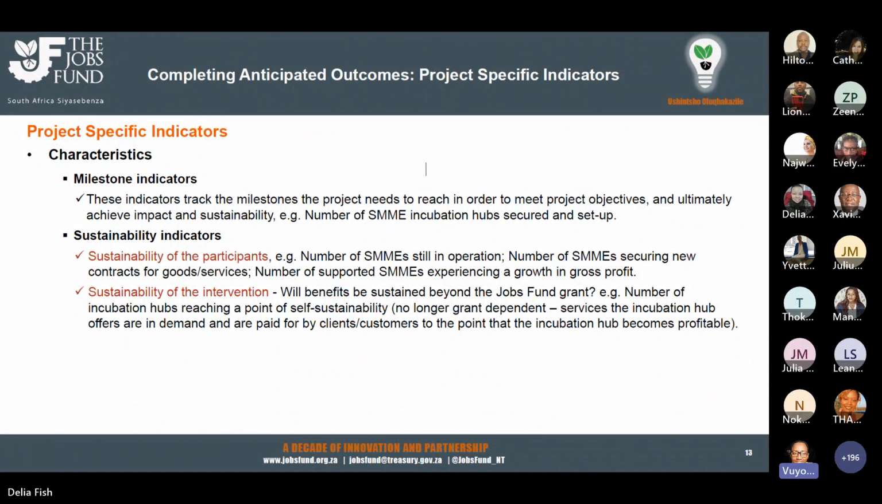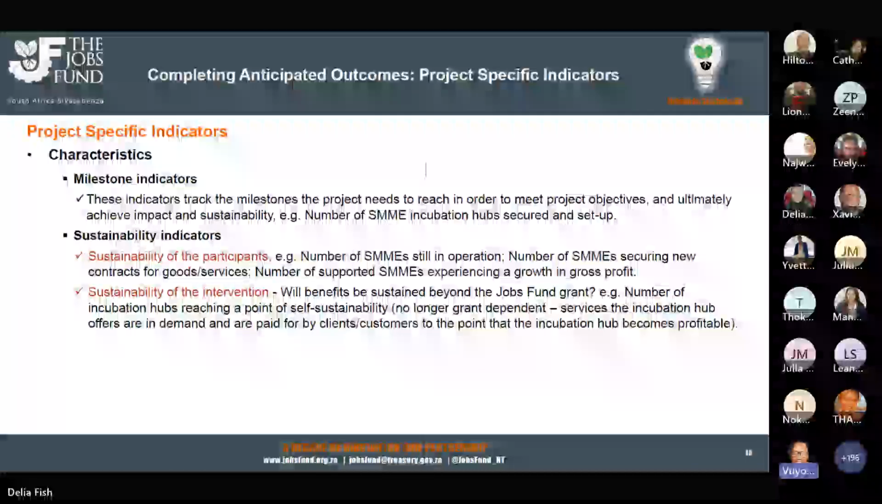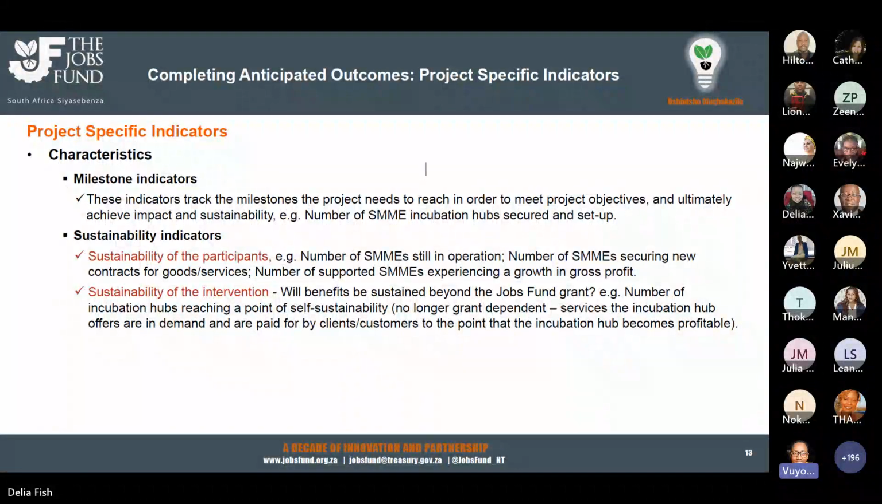Now, these are made up of two parts. The first part is the milestone indicators that I spoke to earlier. These are the milestone indicators that automatically pull from each activity category that you would have completed. So they will just automatically pull into this particular section where we are now completing the anticipated outcomes. But the second category, project-specific indicators, are the sustainability indicators.